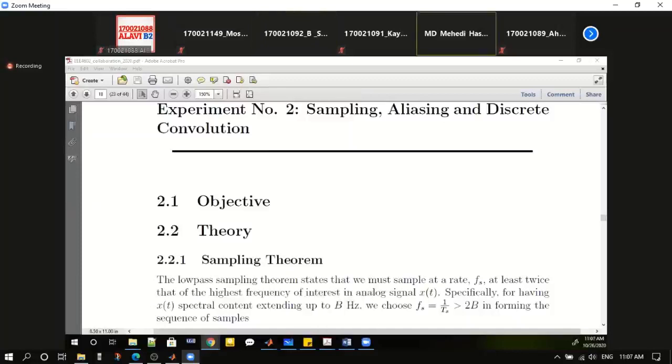Okay, is there any criteria for sampling, 92? Yes, sir. It has to be greater than twice the main frequency of the analog signal. Yes, twice the main. Actually, it's not the main.